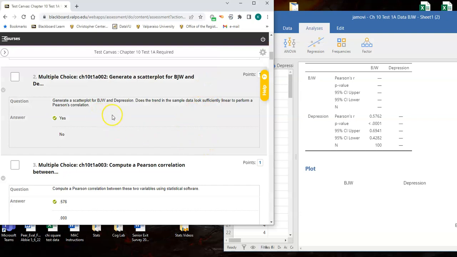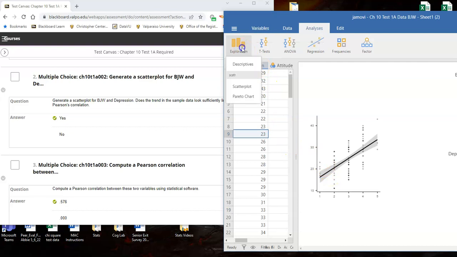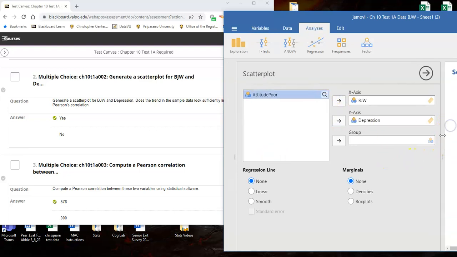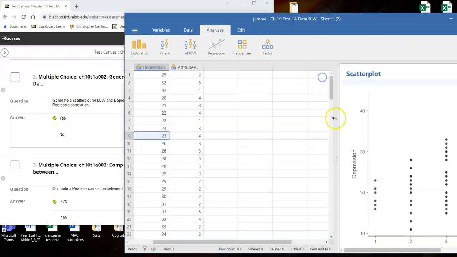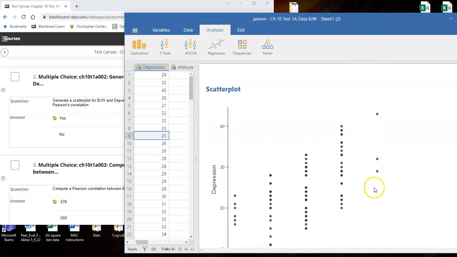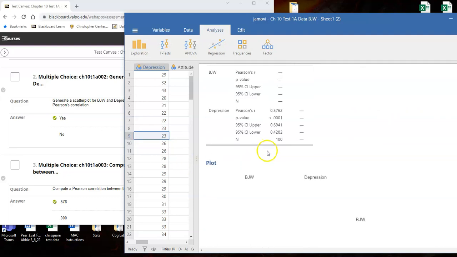So we've generated the scatter plot, and does it look sufficiently linear? Yes, it does. It looks fine. If we wanted to get a better picture, we could get a scatter plot doing it this way. It'll just give us a bigger picture of the analysis. And again, it doesn't look nonlinear. It looks like there's a linear trend. So we should be good to go.